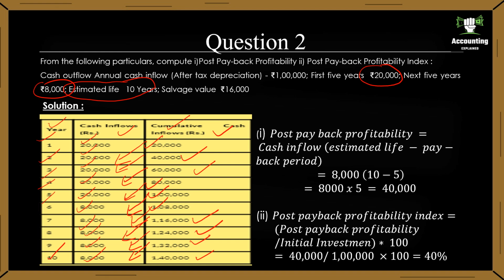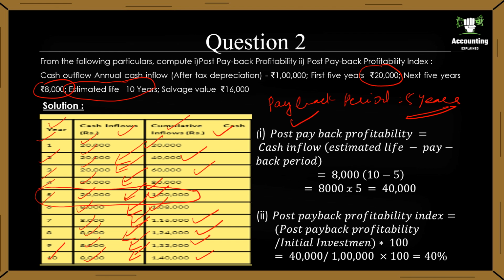Now we have to find out the payback period. Payback period is where the cumulative cash inflows match with the initial investment. Here the cumulative cash inflow matches in the 5th year. So payback period is equal to 5 years. Okay. Now we will go ahead with the post-payback profitability.